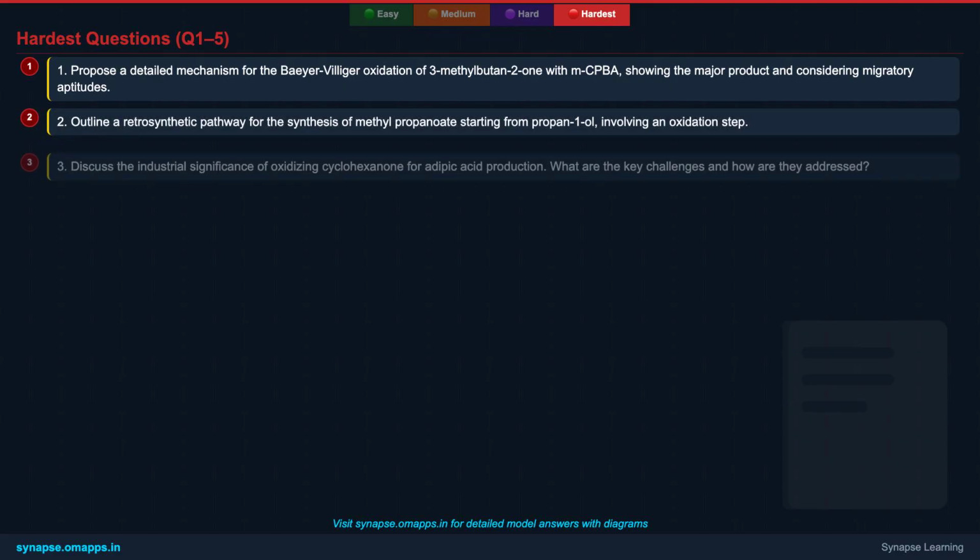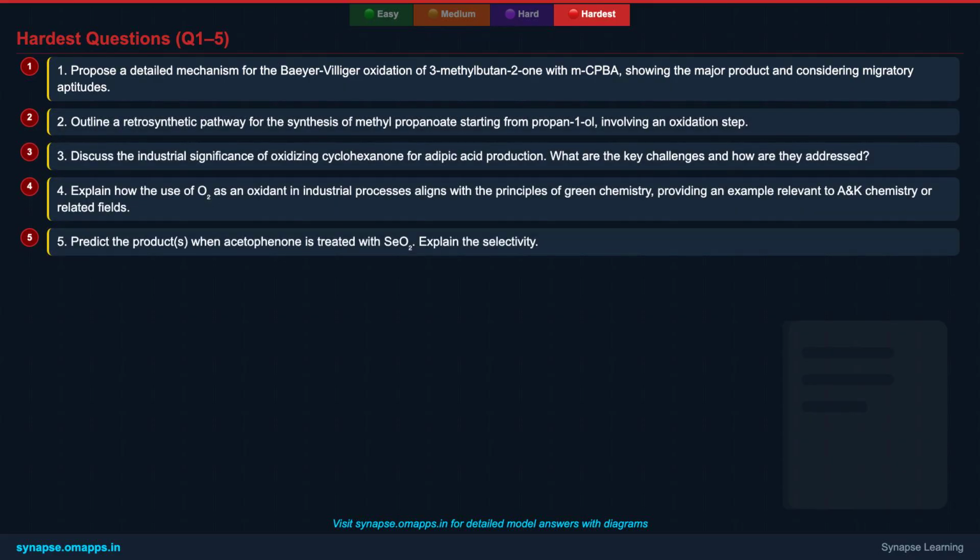All right, let's tackle these challenging problems. For question 1, delve into the Baeyer-Villiger mechanism for 3-methylbutane-2-one, paying close attention to migratory aptitudes. For question 2, outline a retrosynthetic pathway for methyl propanoate from propan-1-ol, ensuring an oxidation step is included.